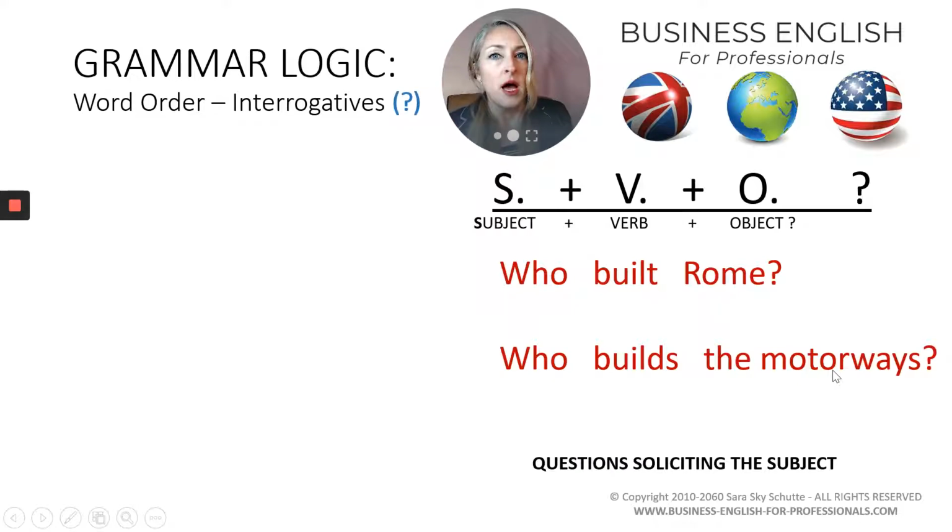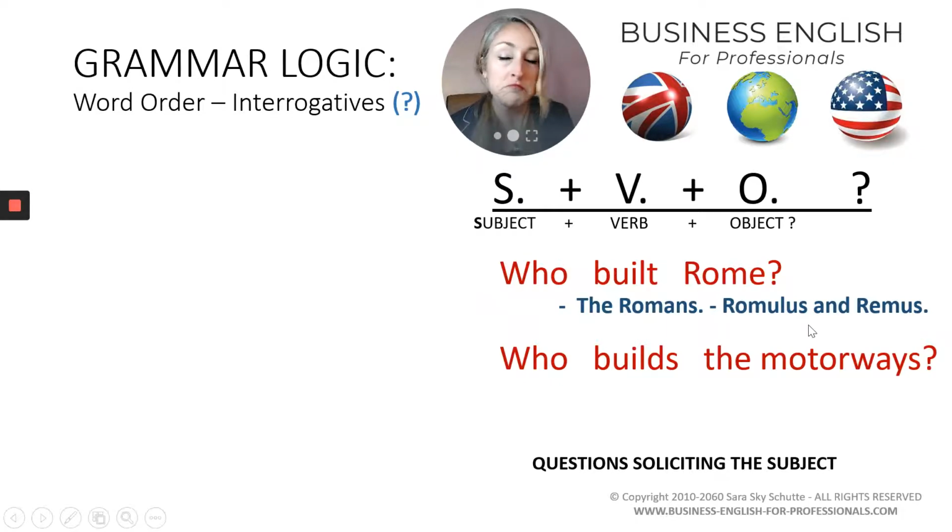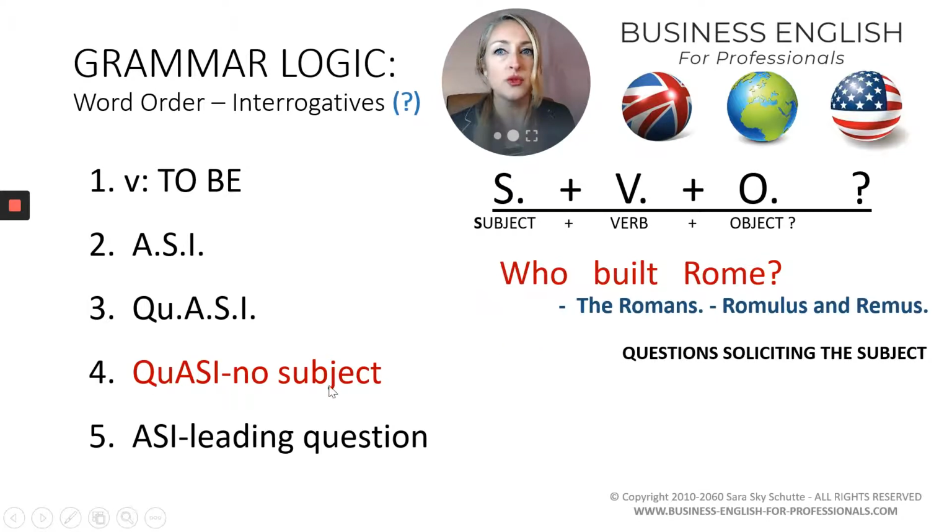These are questions where we're asking for the subject. So there's no subject in the question because that is the question. So who built Rome? The Romans, or Romulus and Remus. Who builds the motorways? Contractors. And again, we're answering who here. So that is quasi with no subject, again following subject, verb, object format.